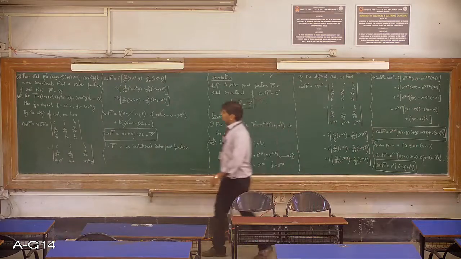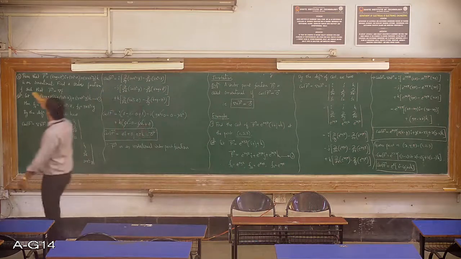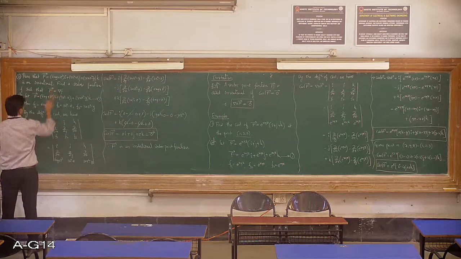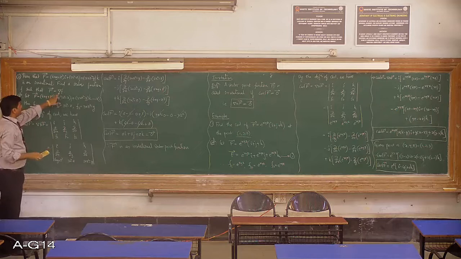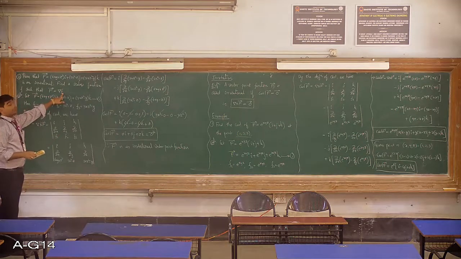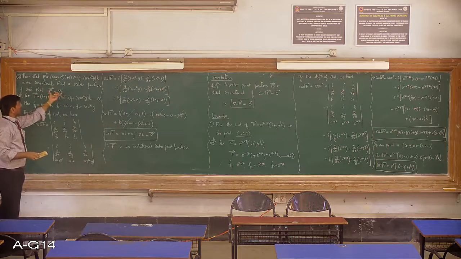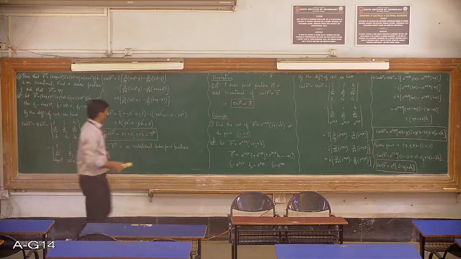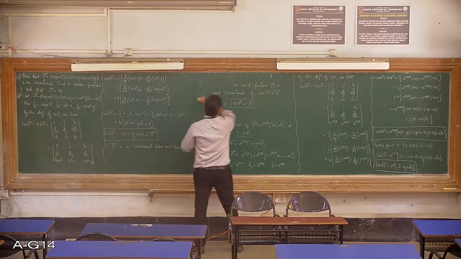Now the second part is: find a scalar function f such that F is equal to del f. This f is a scalar point function, and this we call the gradient. So by taking this as the hypothesis, we need to find what the scalar point function f is. Now I'd like to start with the second part.